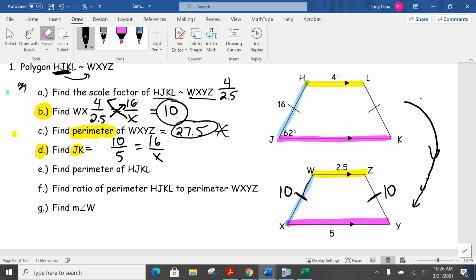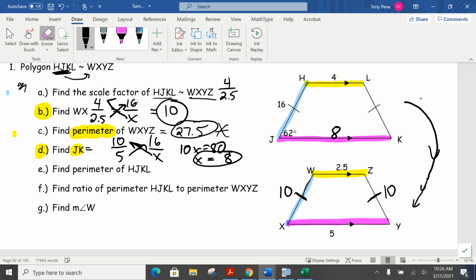All right, crisscross. So we get 10x equals 80. What'd you end up getting, Cam? Good. And then we should get the x value to be an 8. So we now know that JK is 8.